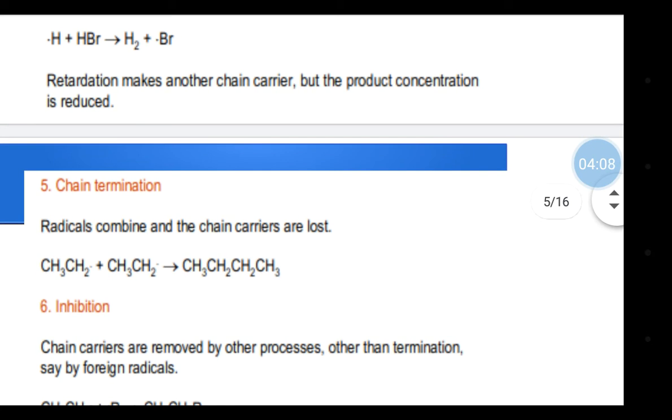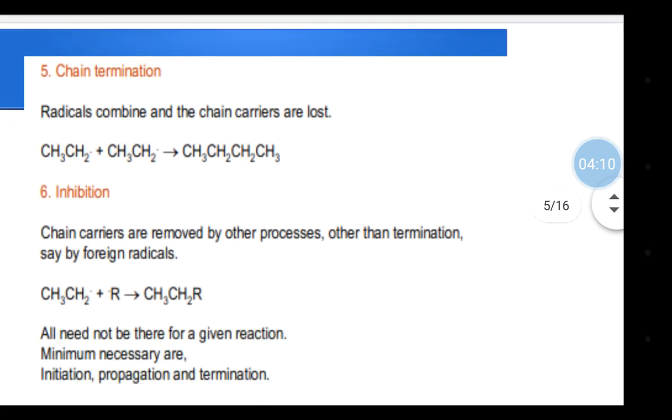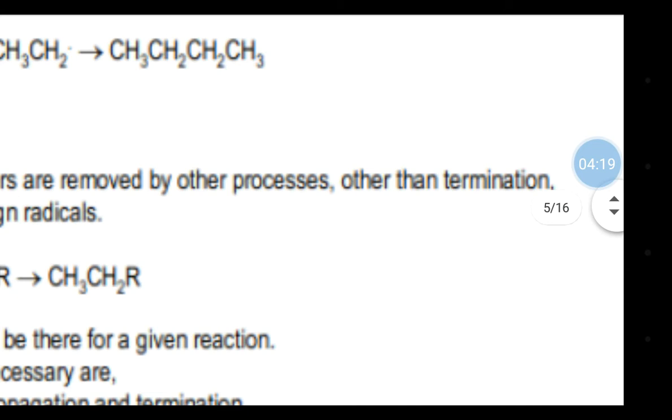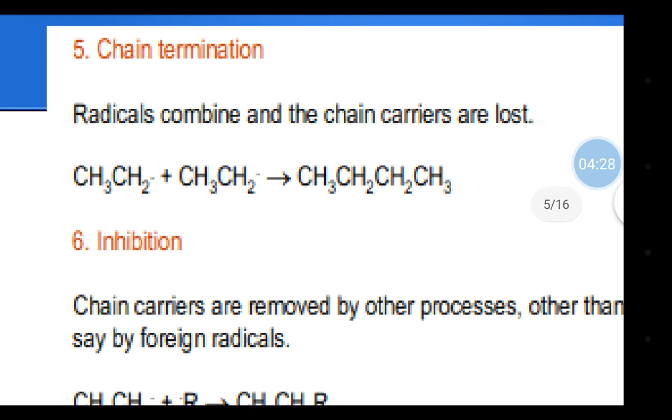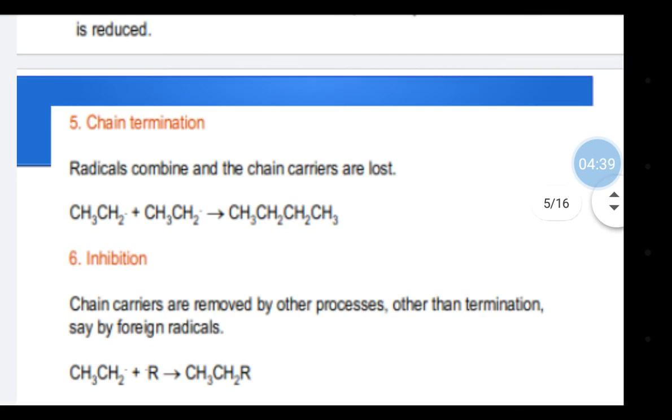Now, another step that is present in all the chain reactions is the chain termination step. In the chain termination step, the radicals combine and the chain carriers are lost. CH3CH2 dot reacts with CH3CH2 dot to give CH3CH2CH2CH3. Now you can see that two free radicals combined together to produce a molecule which is not a chain carrier. So this is chain termination.